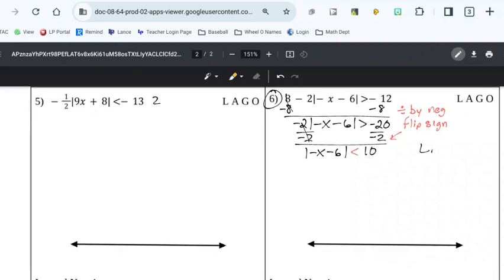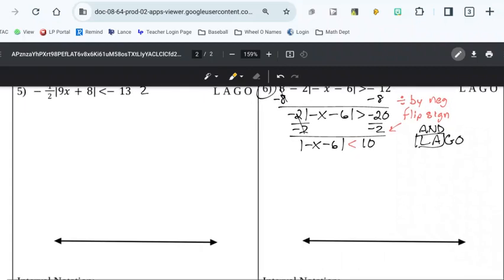Okay, now we can logo. It's a less than symbol. And if you forget to flip the sign, you would have an or problem going on, right? So we need to remember to flip that sign. So we get an and problem. Now we can split. We have negative x minus 6 is less than 10, and negative x minus 6 is sign flip greater than, and then it's negative 10.